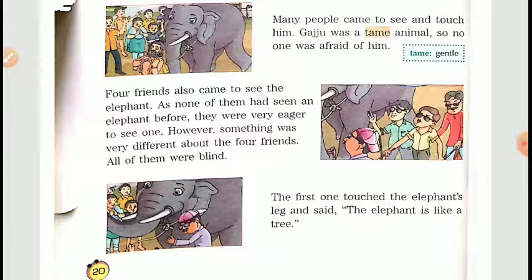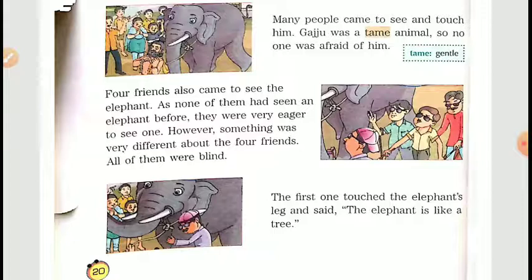Now, why did I tell you to keep in mind the word different? Because this word separates the four friends from the normal people. People who are not normal, who lack some physical abilities, like being unable to see, unable to hear, unable to speak, or having a leg problem, are known as differently abled people. Children, please keep this in mind. Such people are known as differently abled people because they are different from the normal people.